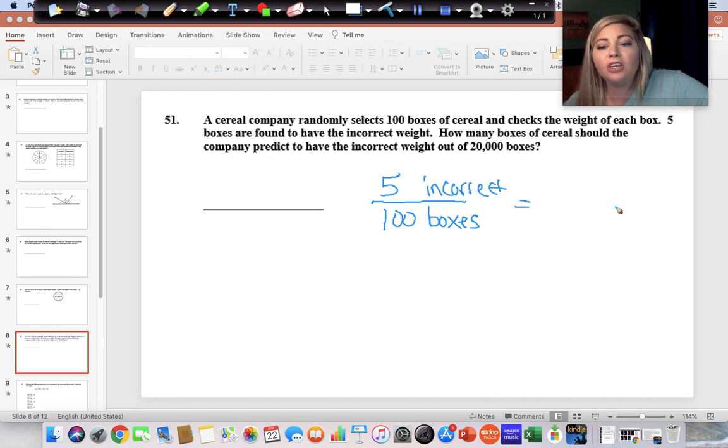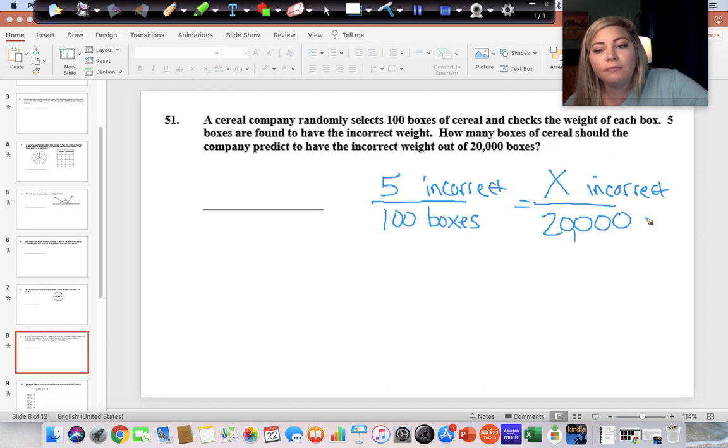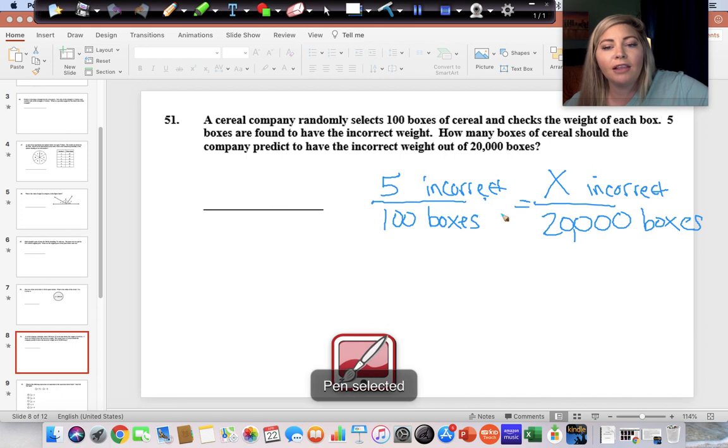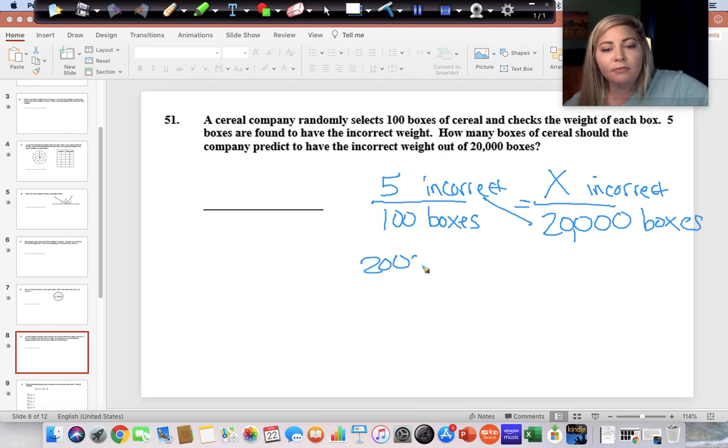what it's wanting to know is how many have an incorrect weight out of 20,000 boxes. So all we're doing here is setting up a proportion, and then we're going to solve for x. How we do that is we cross multiply and then divide. So 20,000 times 5 is equal to 100 times x.